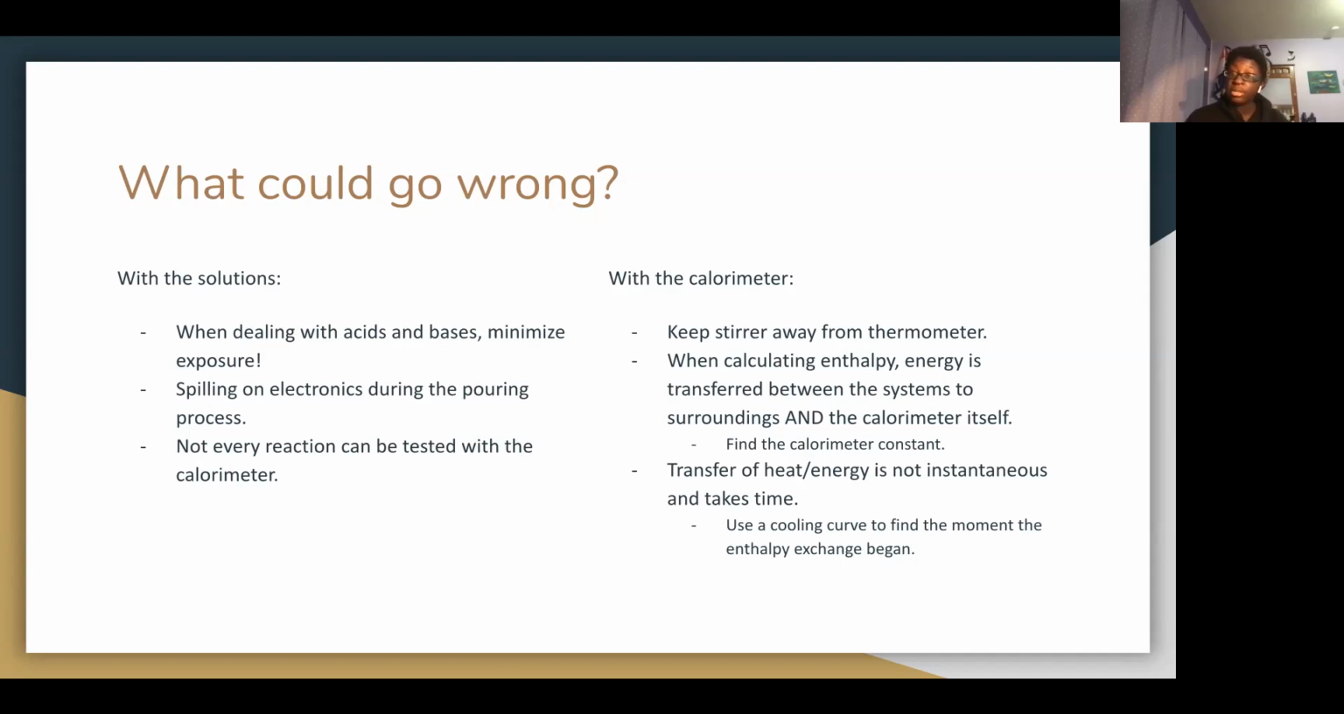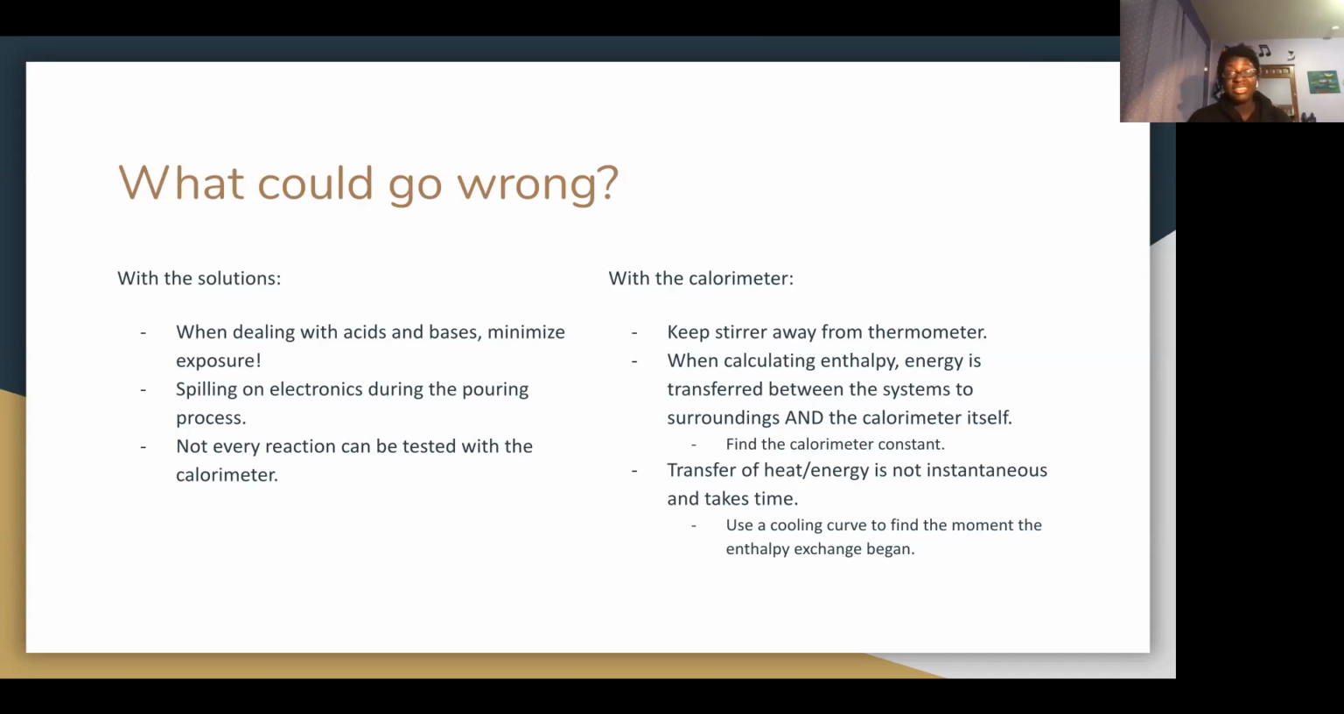When calculating enthalpy, we have to keep in mind that energy is not only given to the surroundings, but also the calorimeter itself. To account for that, usually you'll spend some time finding the calorimeter constant, which you'll also subtract from the temperature you find.